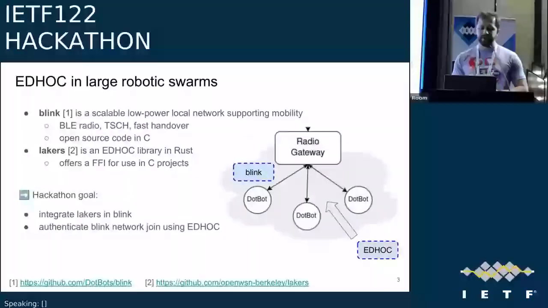And we want to use EDHOC in the join procedure to authenticate in this new network. So we have the implementation of this network called Blink open source, and the implementation of EDHOC, which is Lakers in Rust, also open source. And the Lakers implementation has a C wrapper, so we can call it from C projects. So the goal is to integrate Lakers in Blink, this network for the robots, and to authenticate the network join.